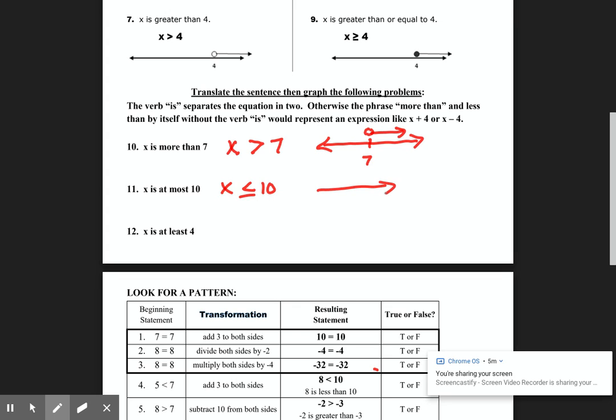And again, just your basic number line. Here's your 10. It will be a closed circle unless we'll go to the left. And then number 12, x is at least. So this less is more. So it's going to be x is greater than or equal to 4. And again, this is going to be a closed circle, and greater than will go to the right.